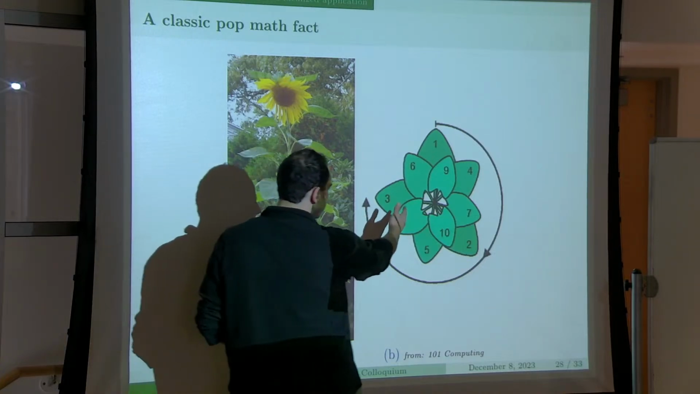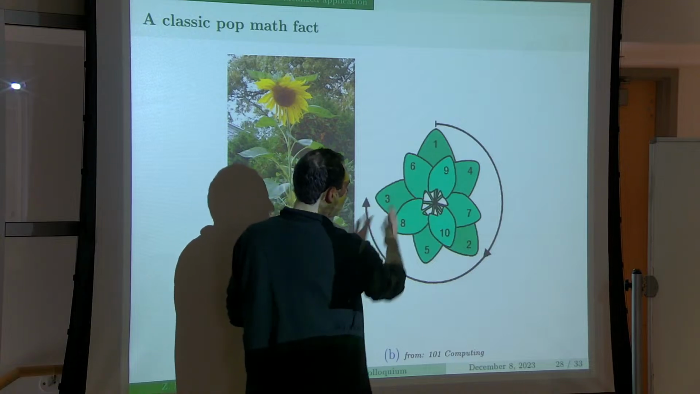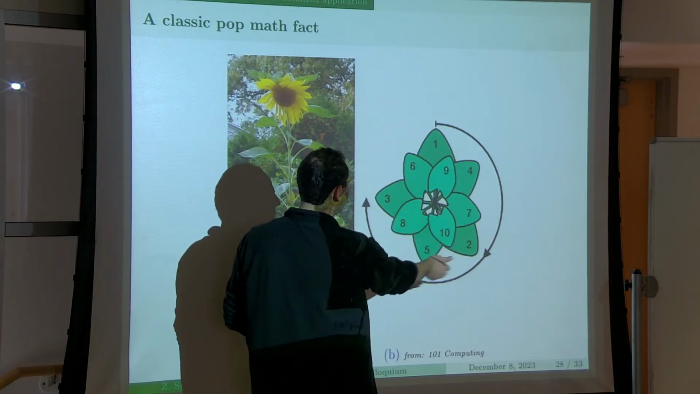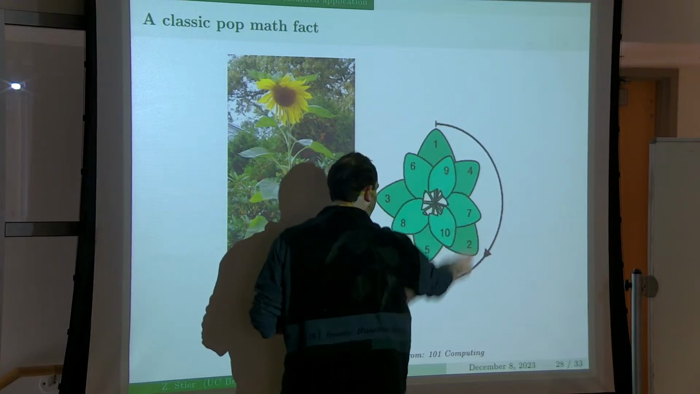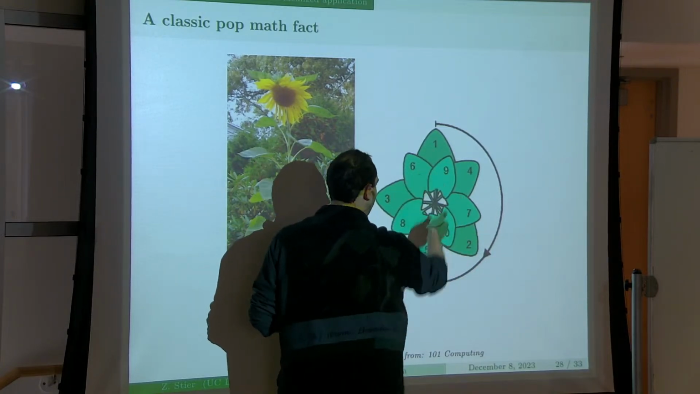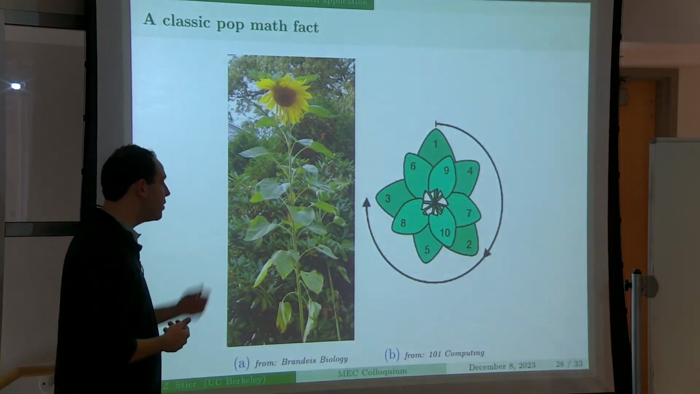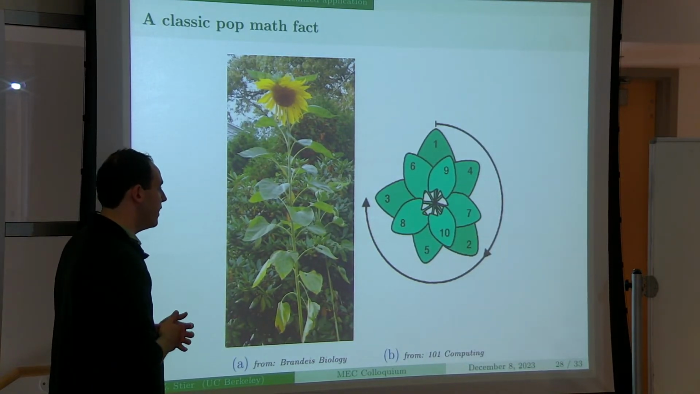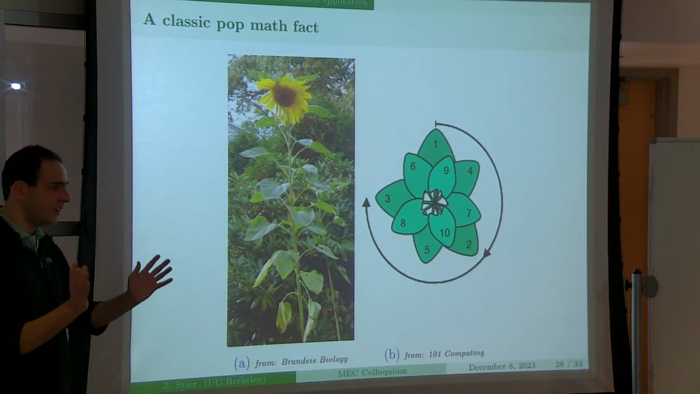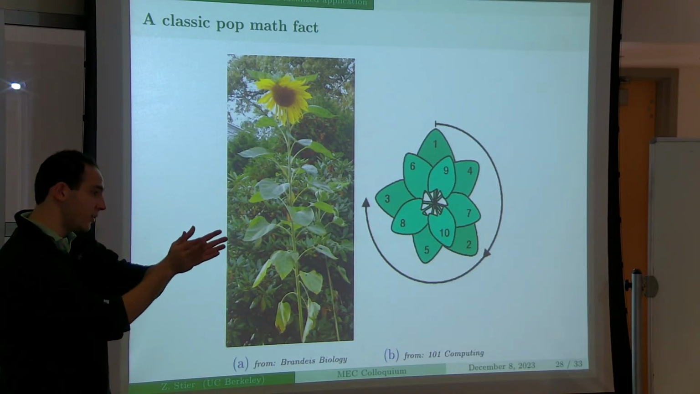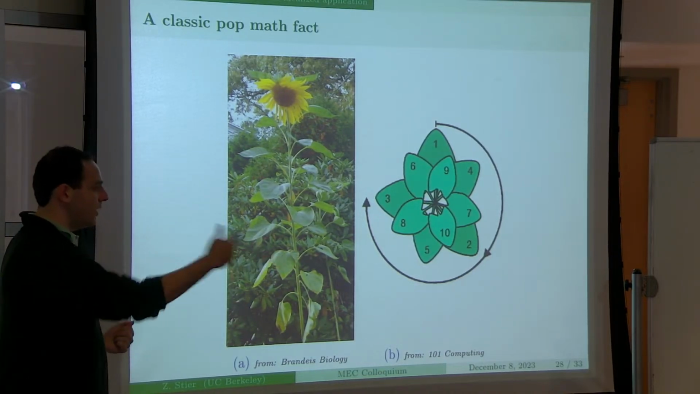I think even from this cartoon drawing, it's kind of clear that what's happening is that these are golden ratio multiples, right? 1, 2, 3, 4, 5, 6, 7, 8, 9, 10. These are the golden ratio multiples. And so the pop math fact is that the leaves of a sunflower, to maximize sunlight, to maximize the space around them so that they can take the biggest share of sunlight, grow at golden ratio angles.